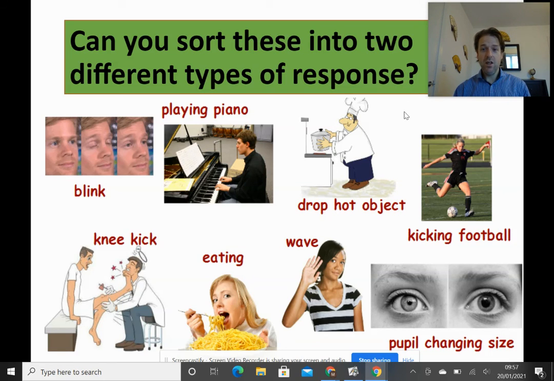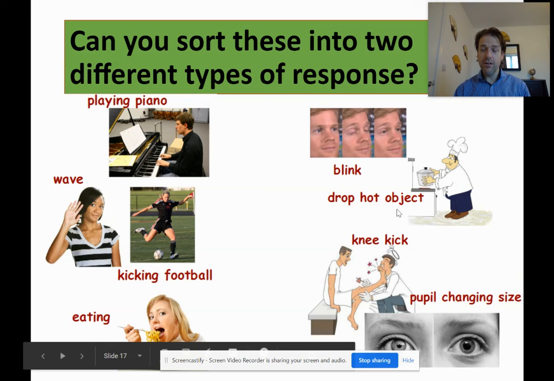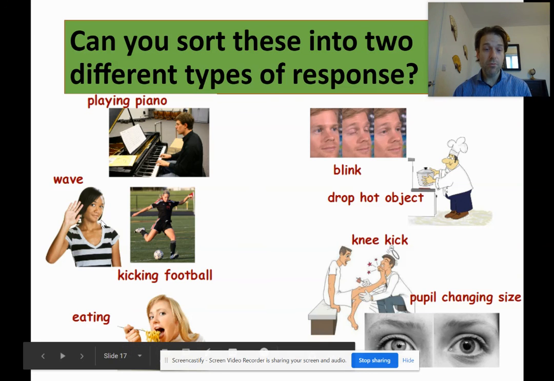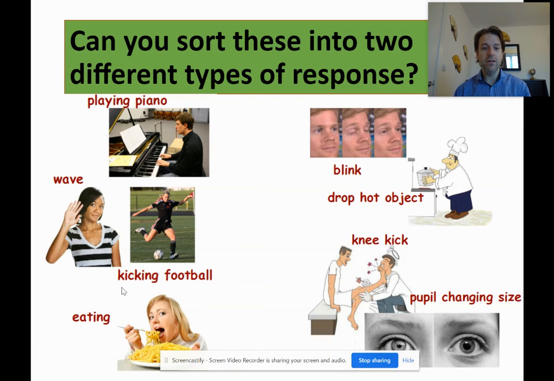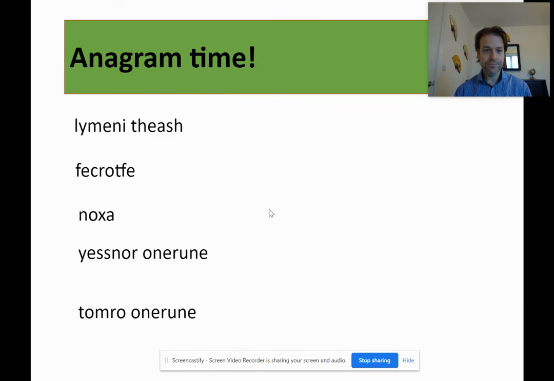And hopefully you were able to go, right, which of these are potentially things that you don't have control over? Sometimes, obviously, you can blink when you want to, but sometimes when something flies near your face, you blink automatically. You don't have control over it. Versus situations where your brain is deciding to do certain things and to move. And this is going to lead into your next lesson on reflexes.